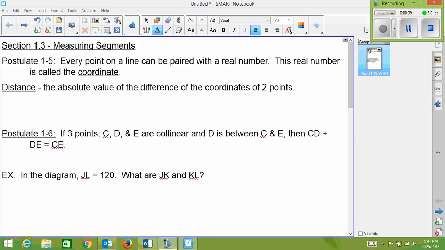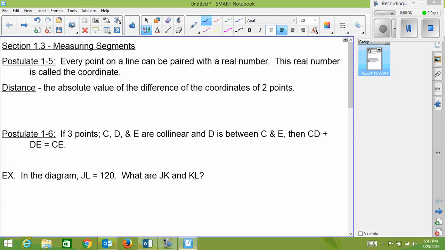And so the section starts out talking about postulate 1.5, and that is that every point on a line can be paired with a real number. This real number is called the coordinate. We've heard of coordinates before. That's just a little reminder, and that's the rule that follows that. Distance is the absolute value of the difference of the coordinates of 2 points. The reason they're saying absolute value is because they're not going to say that distance is a negative number. Okay, so you use the absolute value.